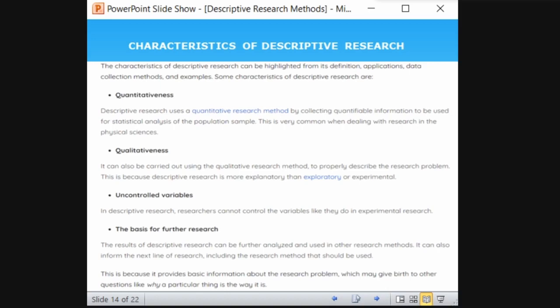And then uncontrolled variables; we will see what variables are when we come to that part. In descriptive research, the researcher cannot control the variables like they do in experimental research. It should occur in a natural setting, and it is the basis for further research. We see what, how, when first. While answering what, how, and when, then we can determine why this is happening. Without knowing what, how and when, we cannot answer why, right? So that forms the basis for further research.